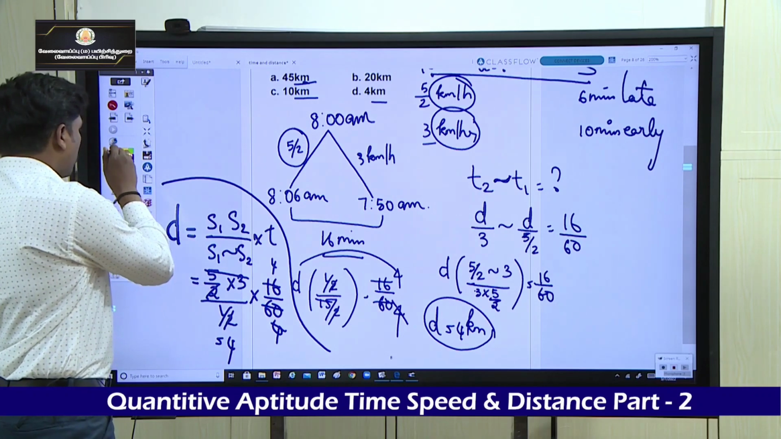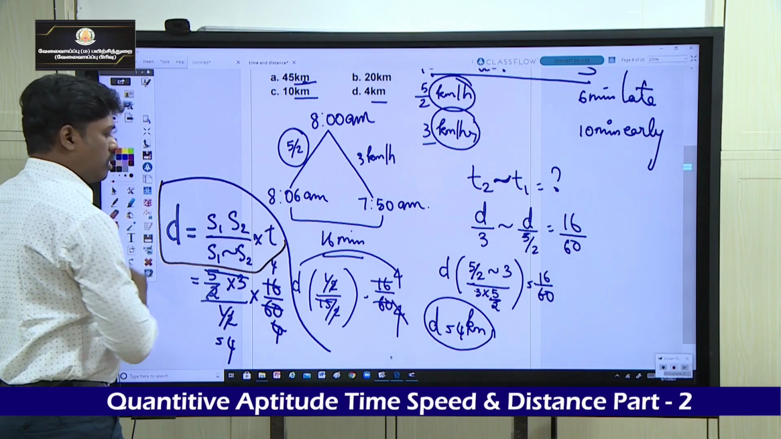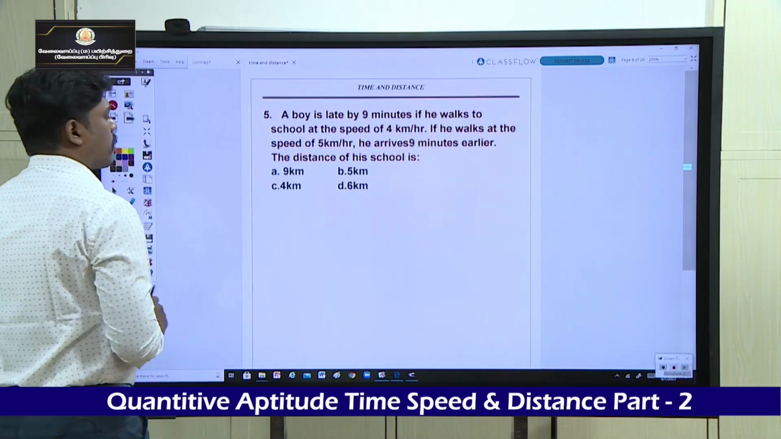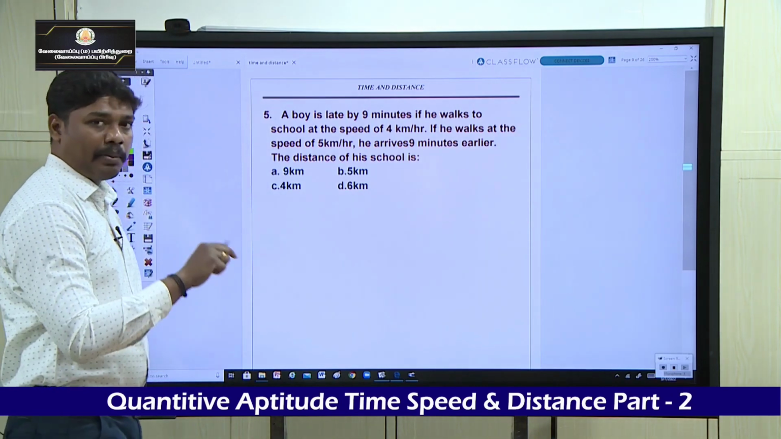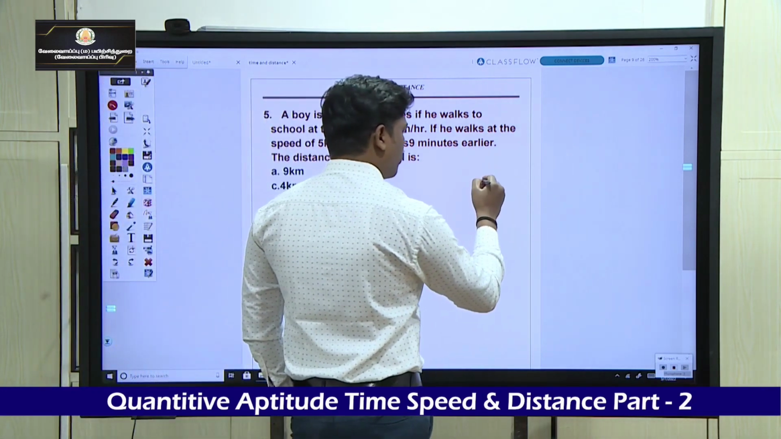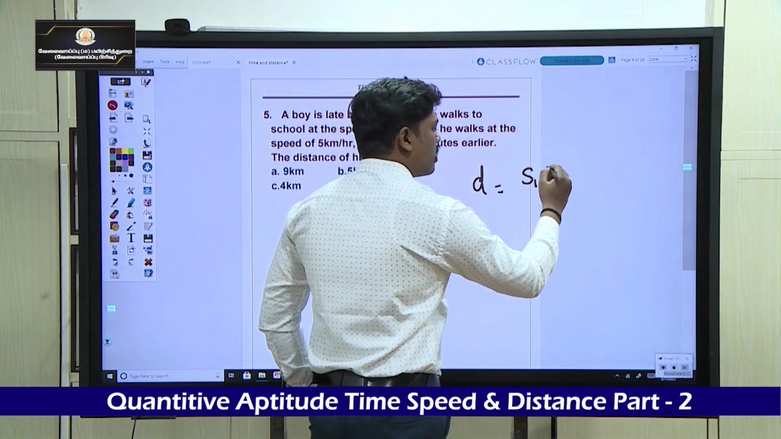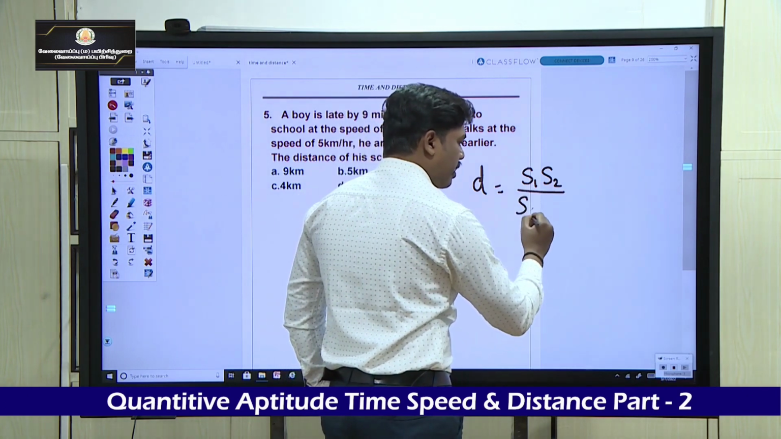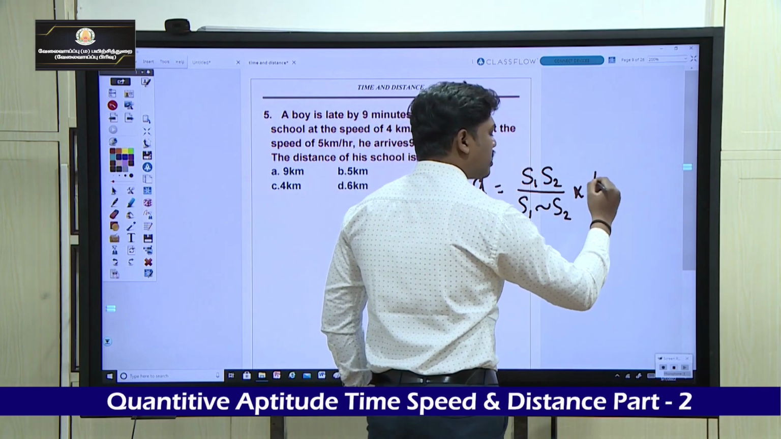Note down this formula here. Now one more problem based on the same type. What we can do here? Apply that formula. What formula? Distance is equal to S1 into S2 divided by S1 difference S2 into time difference.